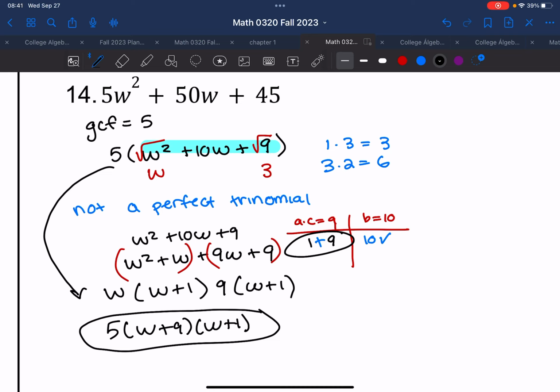Okay, so for this problem, I tried to see if it was a perfect trinomial, to see if I could do that shortcut way to get my answer. I found out that it's not a perfect trinomial, so my next step was to see if I could factor it by grouping, which I could.